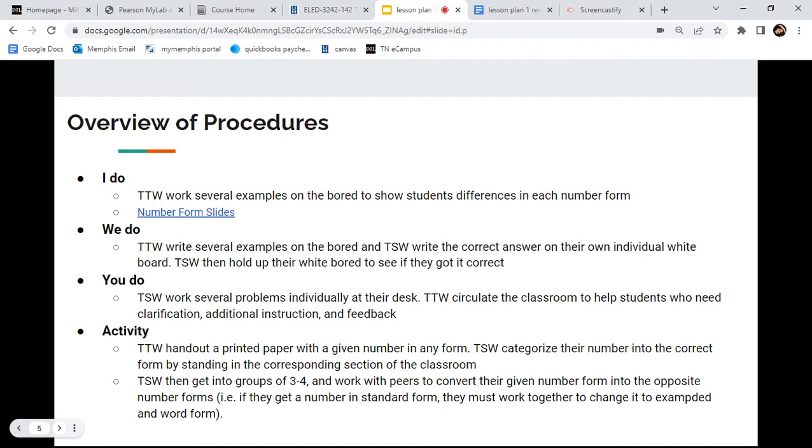Then we have you do, where the students will work several problems individually at their desk with pencil and paper, and the teacher will circulate the classroom to help students who need additional instruction or feedback.